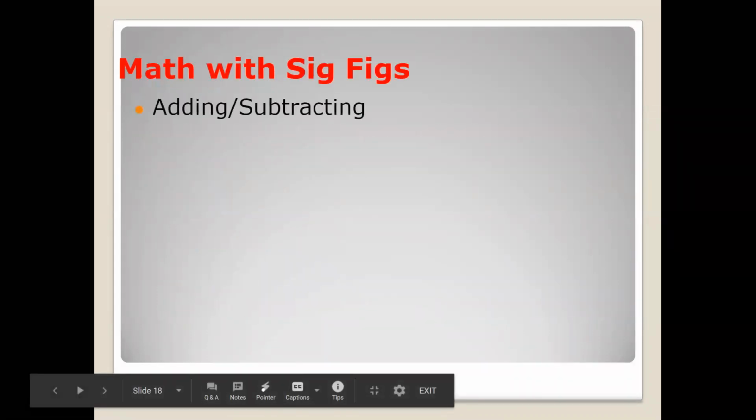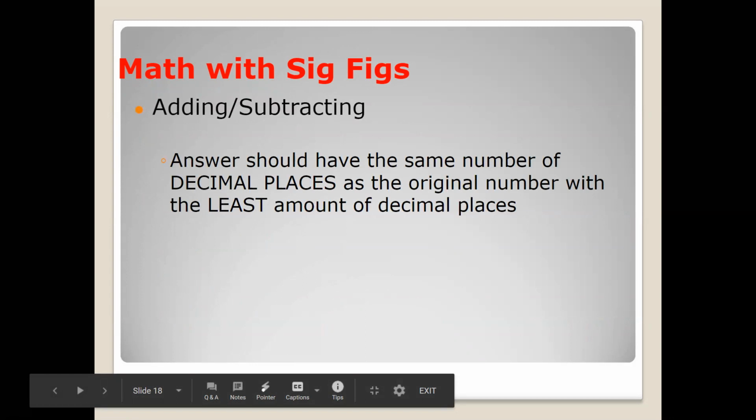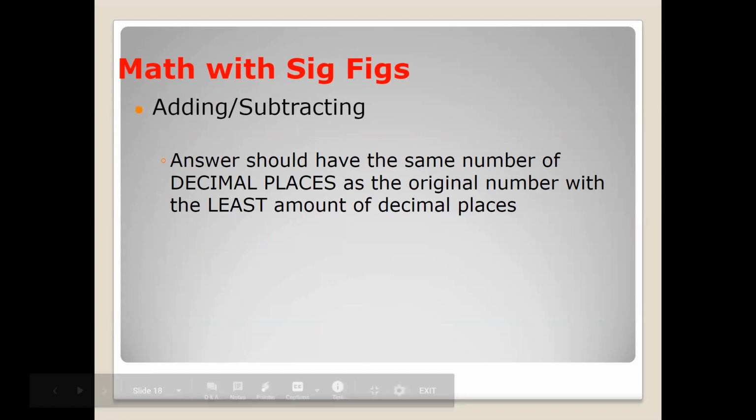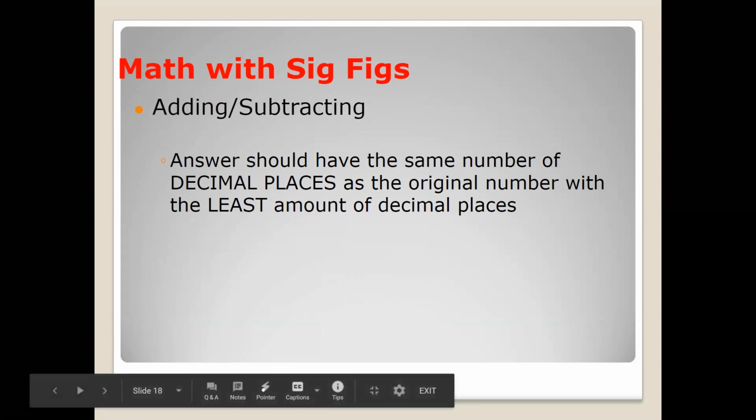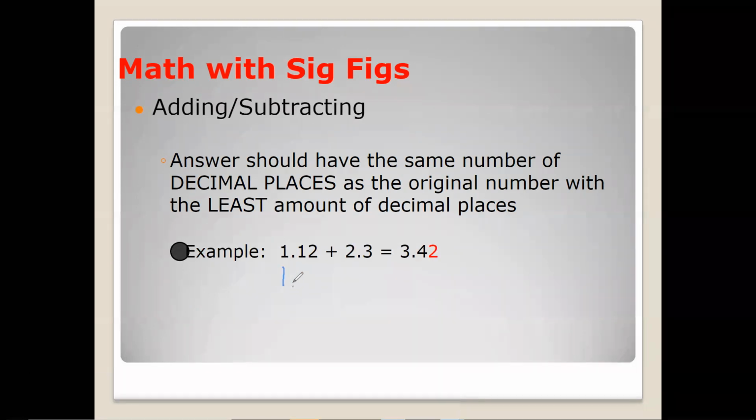If you are doing math with sig figs, this is where it gets kind of fun. If you are adding and subtracting 2 numbers, your answer should have the same number of decimal places as the number in the problem that has the least amount of decimal places, which is kind of a mouthful to say, so let me show you an example. For this particular problem, we have 1.12, which has 3 significant figures. We are adding that to 2.3, which has 2 significant figures. Between the two of these numbers, this one is the least amount of significant figures, so you know that your answer should have 2 significant figures in it.